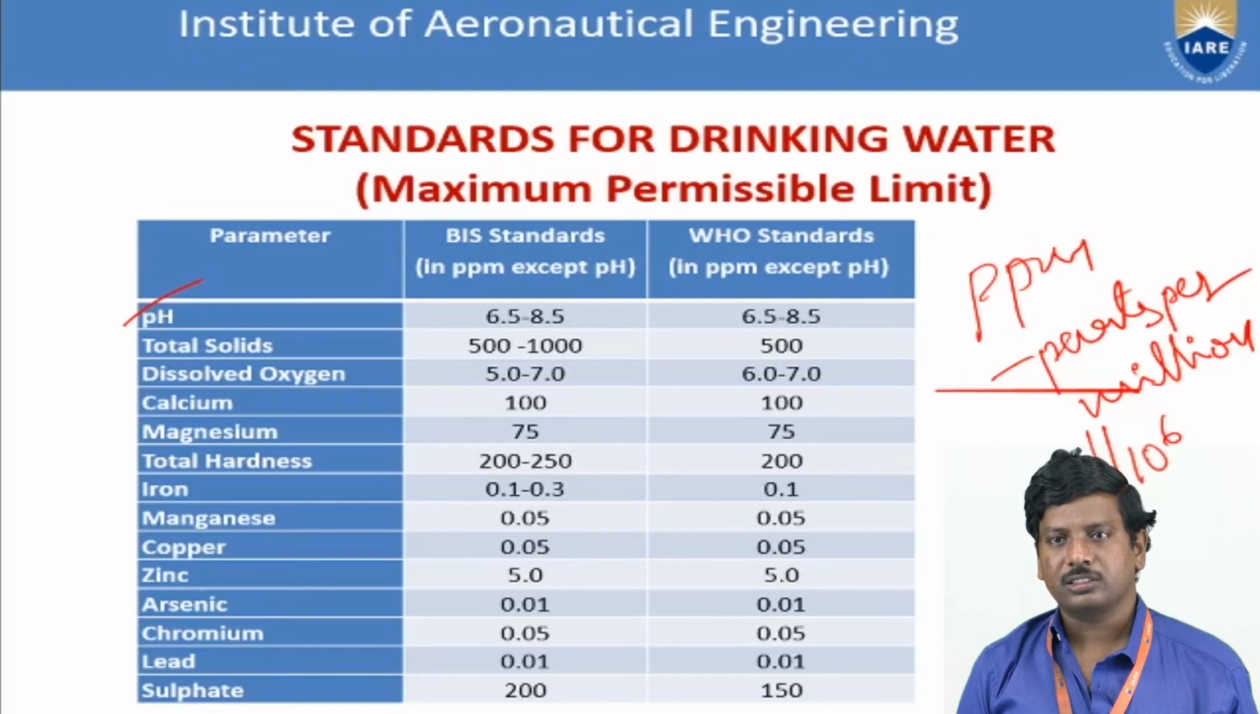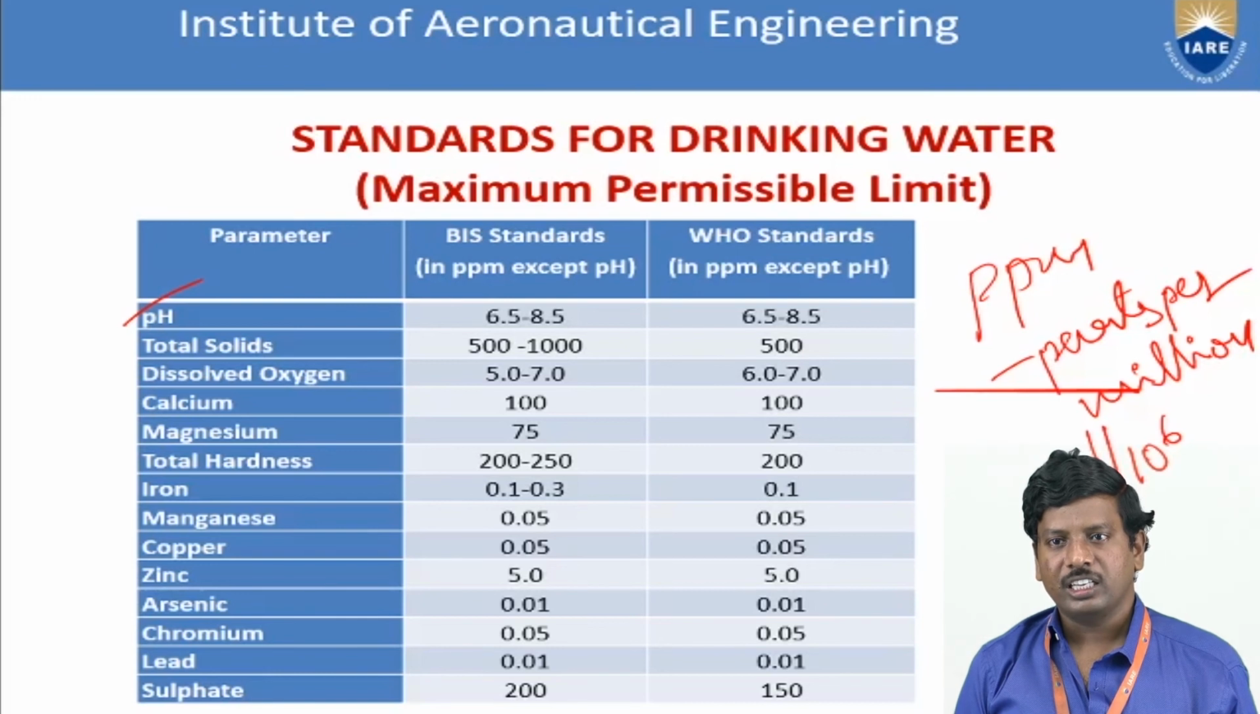And next one is manganese, 0.05 according to BIS and 0.05 for WHO. Next, copper is 0.05 according to BIS, and for WHO 0.05. Zinc lies at 5.0 and WHO also 5.0. It is one of the vitamins. Arsenic is present in a very small amount, that is 0.01 and 0.01, because it is a hard metal. Next one is chromium, 0.05 and 0.05. Lead is also a poisonous element, that's why it lies at only 0.01 according to BIS, and WHO standards also refer to 0.01.